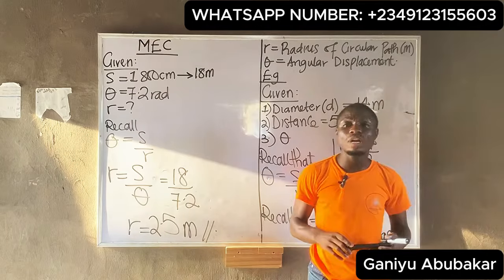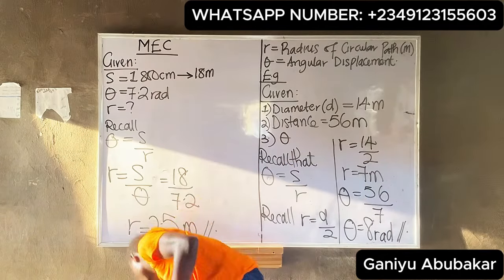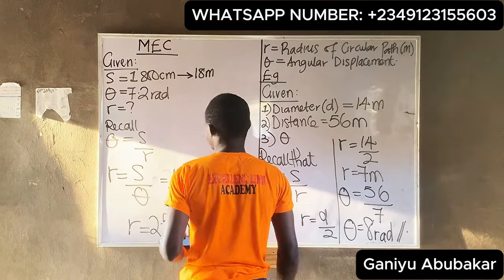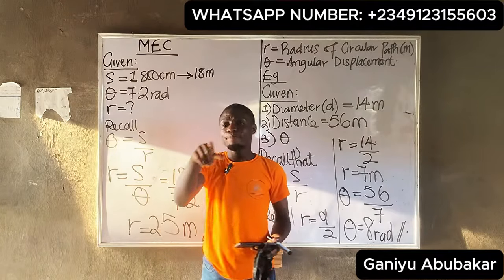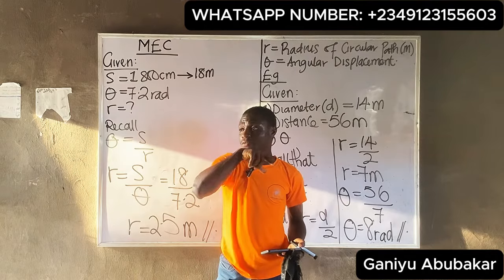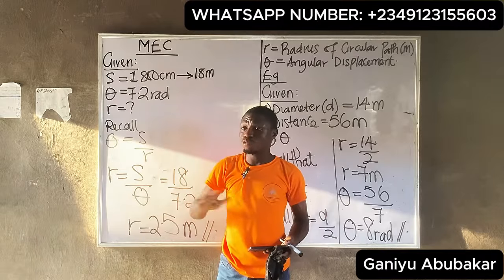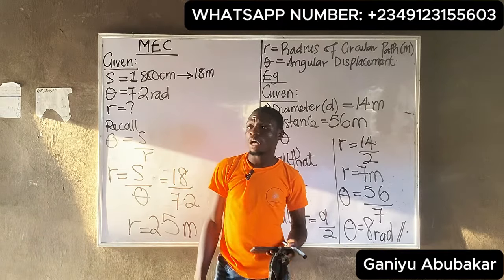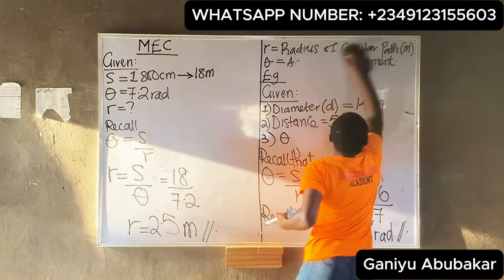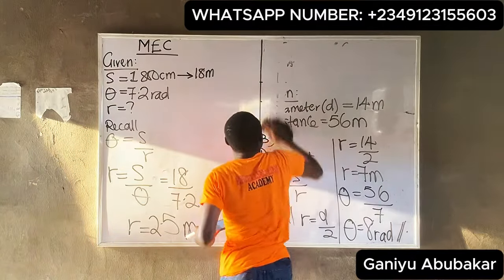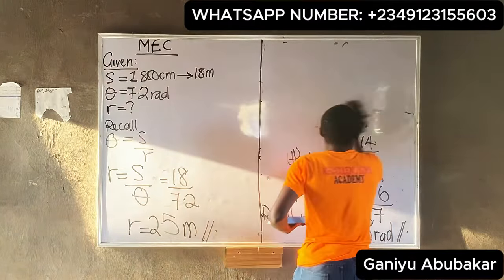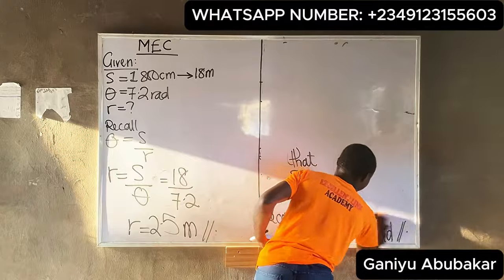Number 2, angular velocity. After this class, I will check the past questions in that PDF. By now, after the class, you should be able to solve them yourself. Are we good now? Number 2, angular velocity.